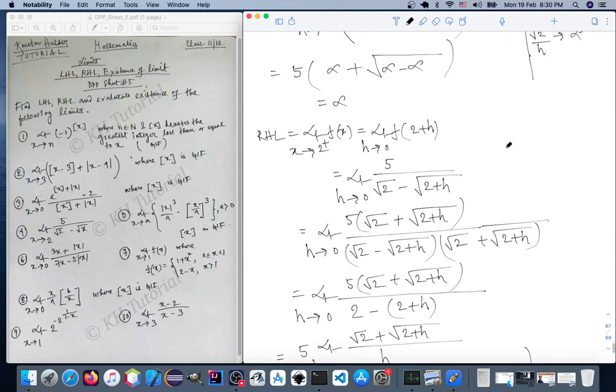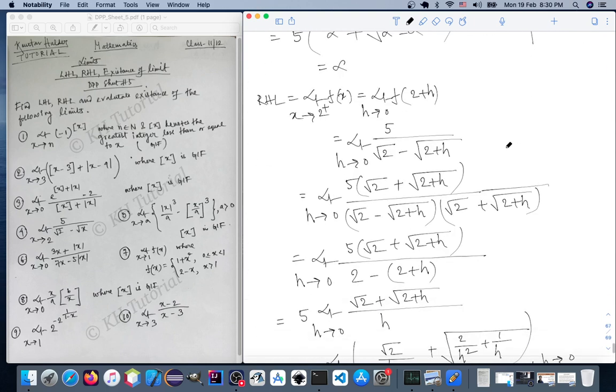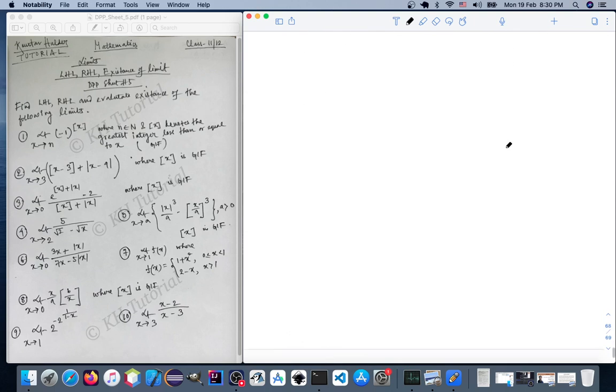Okay, so let's see the next problem. Problem number 5. If f(x) is mod x cube by a minus box of x by a whole cube, where a is greater than 0, we have to check the limit of f(x) at x equals a.